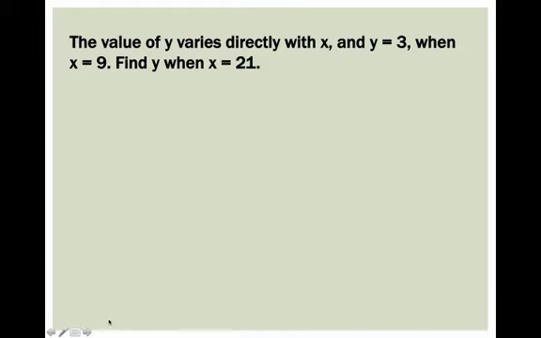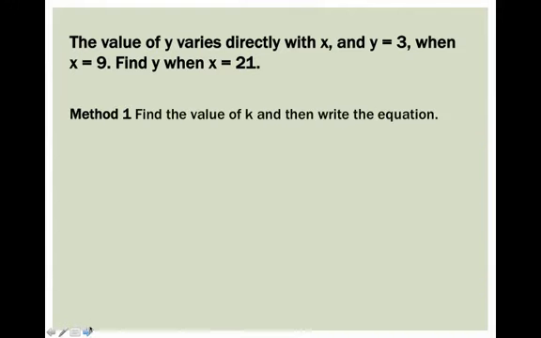So now I've got a situation where the value of y varies directly with x and y equals 3 when x equals 9. So I want to find y when x equals 21. So the first thing I'm going to do is find the value of k and then write the equation. Well, this tells me that y equals 3 when x equals 9. So let's see how that works.